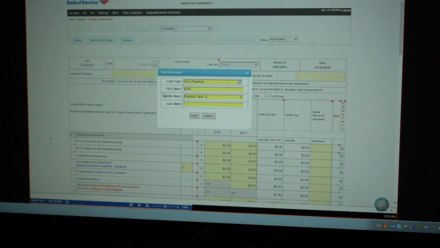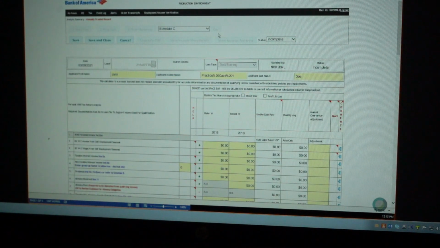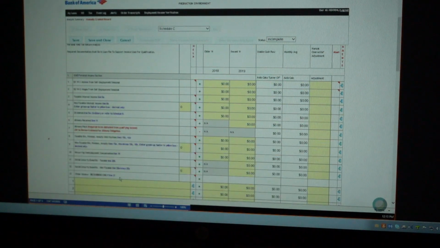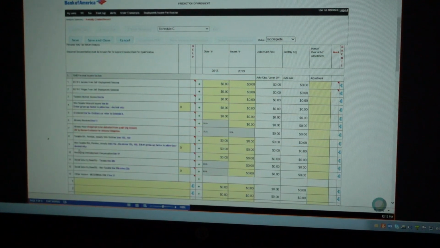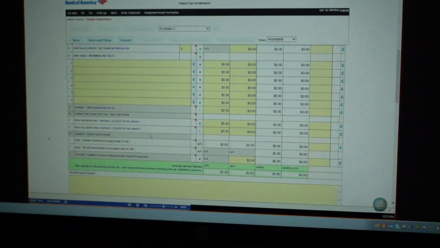So always change the middle name to whatever case you're working on, because all your borrowers are going to be Jane Doe and Jane Doe, John and Jane. You're not going to know which is which. You're going to have to go one by one. So once you put the name, then we'll put the income for our Schedule C, which is under Schedule C, Section 8 down here.